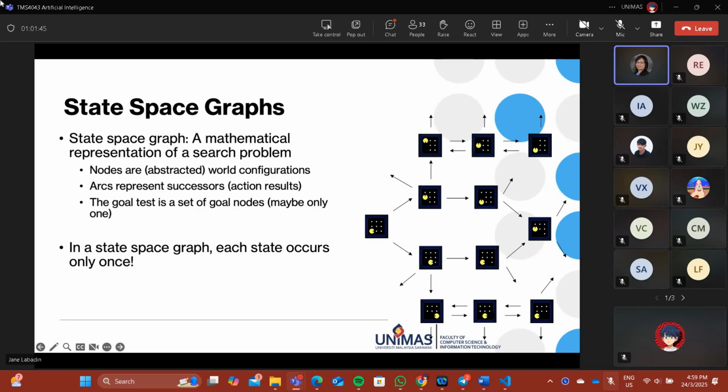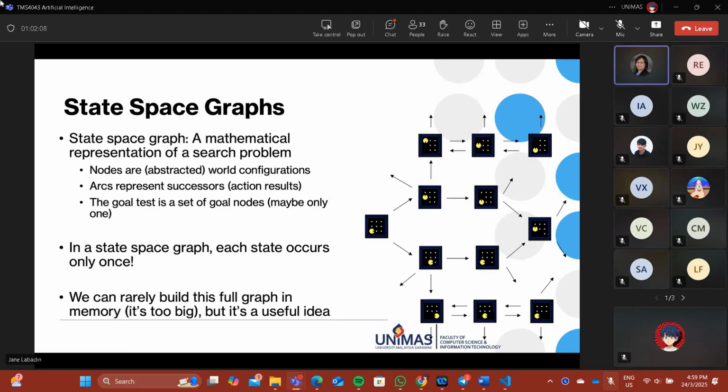In a state space graph, each state occurs only once. So you see the nodes, these are one state. It can be many states, depending on, as I already mentioned to you, how many states there are. We can rarely build this full graph in memory. It's too big, but it's a useful idea. Obviously, if you want to put all the states it can have, then it will be too big a graph.